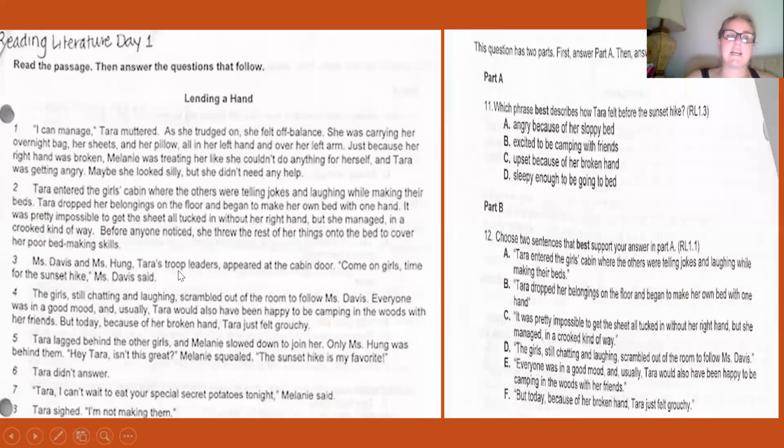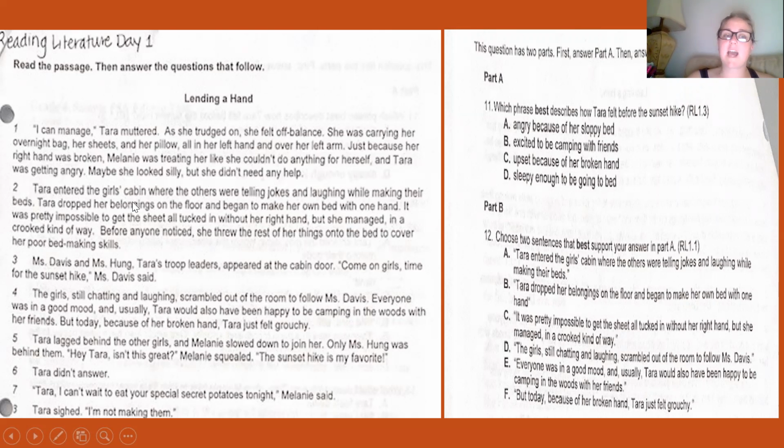Lending a Hand. I can manage, Tara muttered. As she trudged on, she felt off balance. She was carrying her overnight bag, her sheets, and her pillow, all in her left hand and over her left arm. Just because her right arm was broken, Melanie was treating her like she couldn't do anything for herself, and Tara was getting angry. Maybe she looked silly, but she didn't need any help.